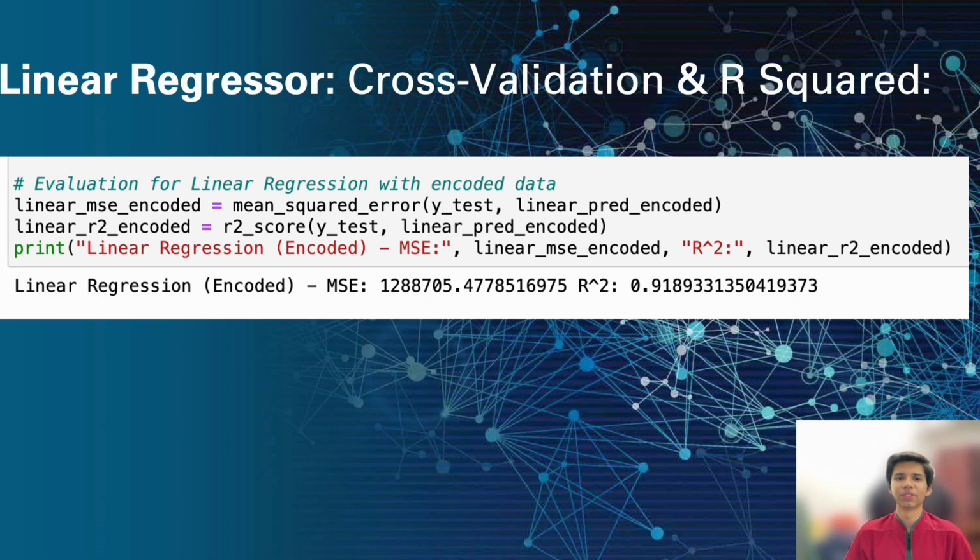The accuracy that we received on our linear regressor was roughly 91.8% for R-square value on the training and cross-validation data set.